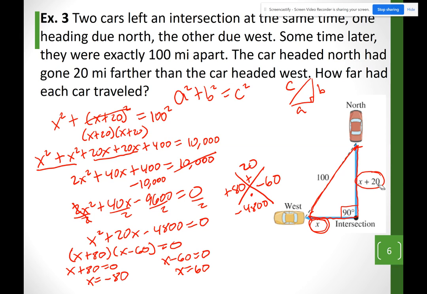Now let's take a look at the question. One car traveled x many miles. I look at my x negative 80, and that doesn't make sense. A car cannot travel negative miles. So that means that this car, the one going west, travels 60. Right? 60 makes sense. Now a negative doesn't. So this car travels 60 miles. The one headed north, this one traveled 80 miles. The question was, how far had each car traveled? 60 and 80.